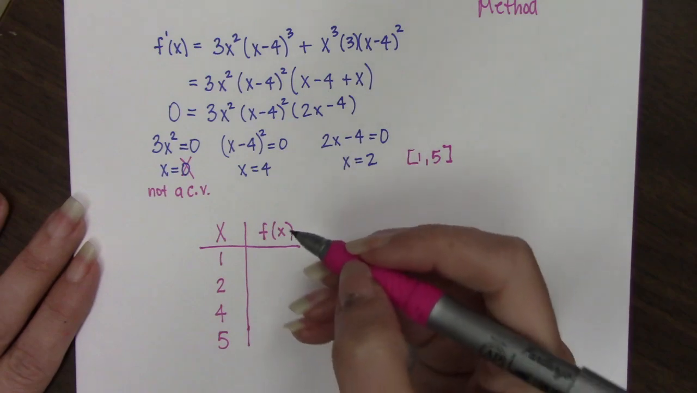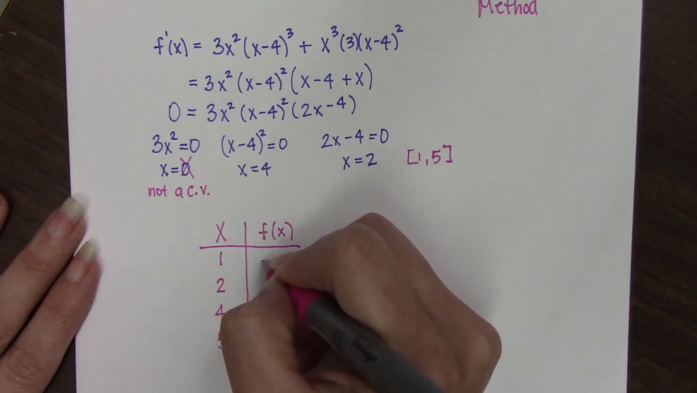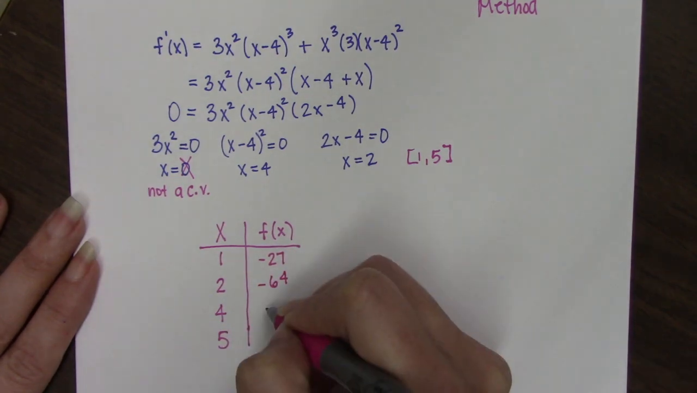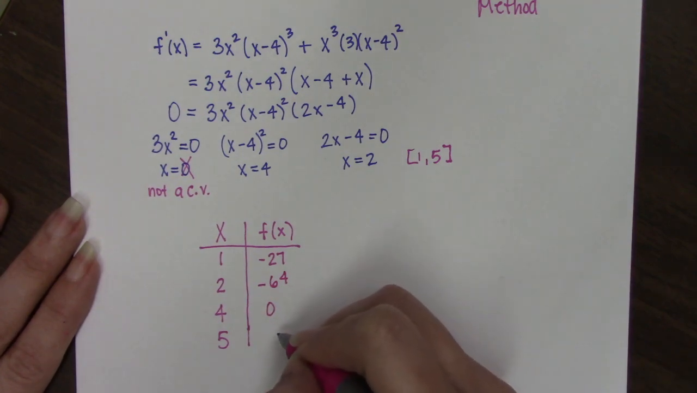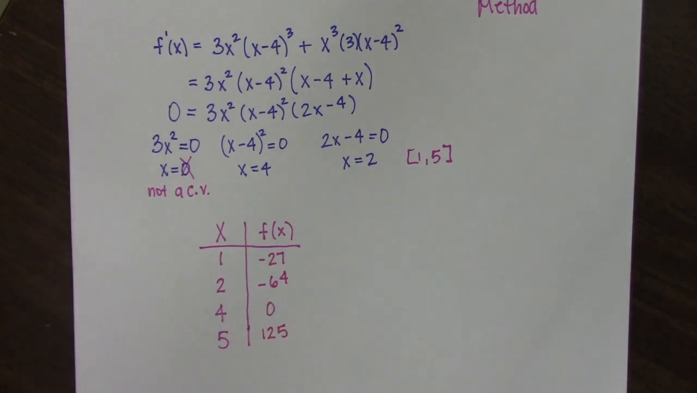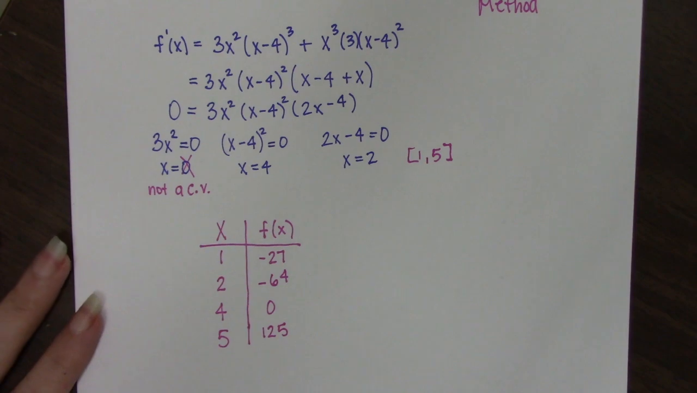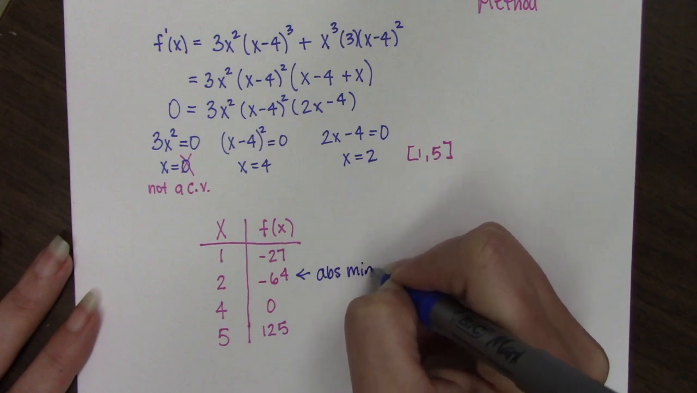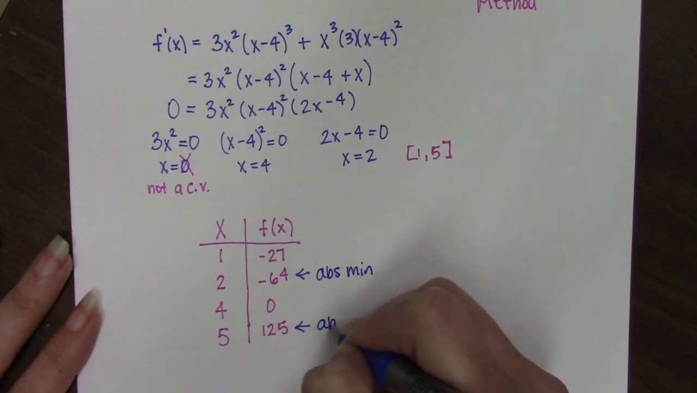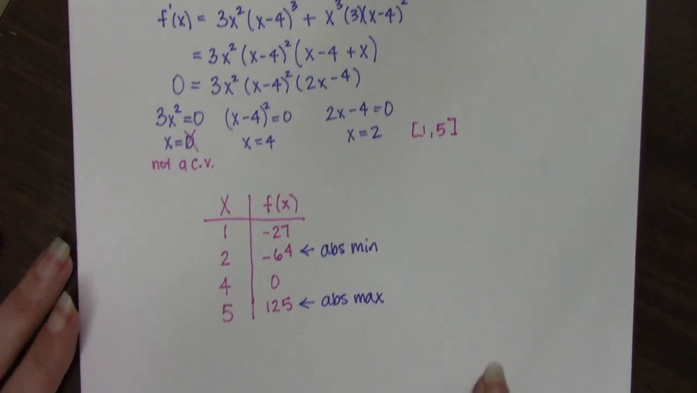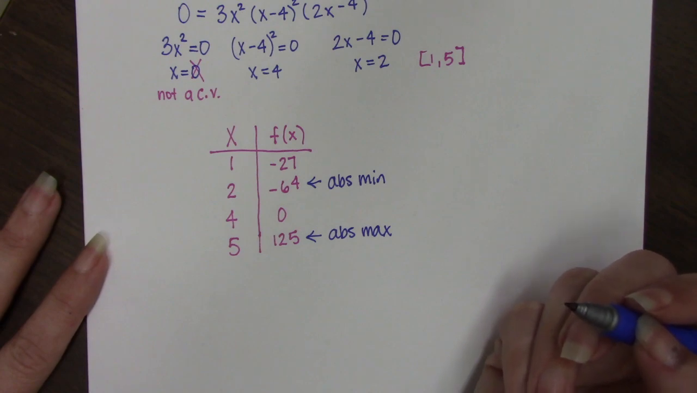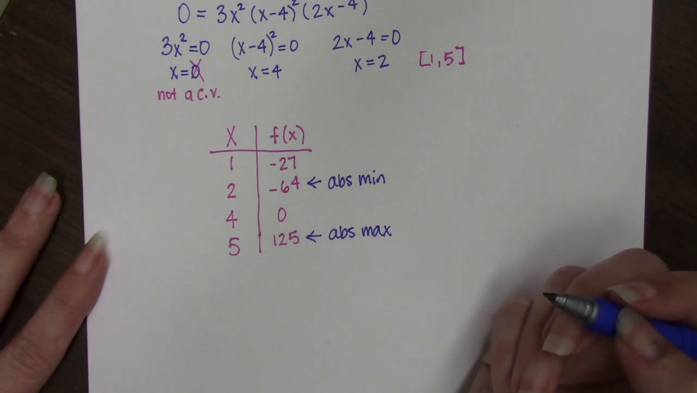We're plugging these into our original function, so that's going to be negative 27 when we plug 1 in. We get negative 64 when we plug 2 in. We get 0 when we plug 4 in. And we get 125 when we plug 5 in. So we now scan our list for the lowest and highest y values that we see. So this is going to be where our absolute minimum is, and this is going to be where our absolute maximum is. So it's always a good rule of thumb to report back your absolute max and min as the entire point. So it's almost like you're giving the address on the function of where it is.